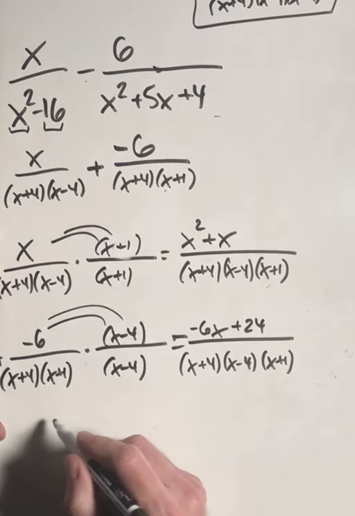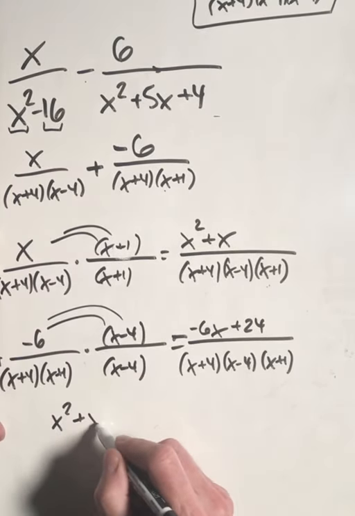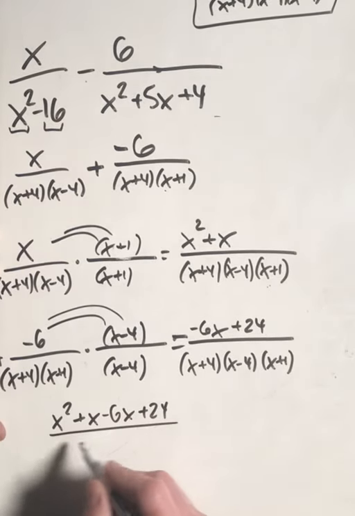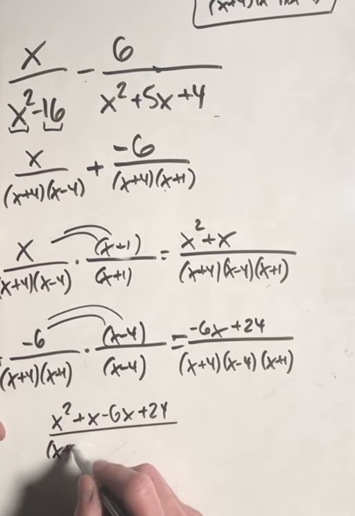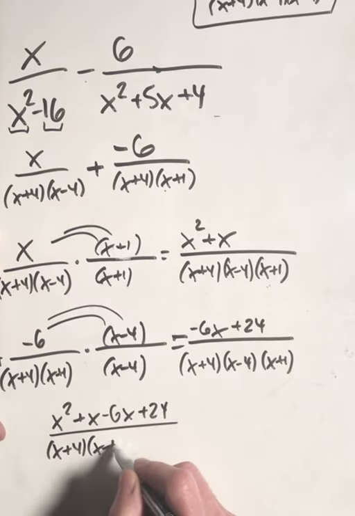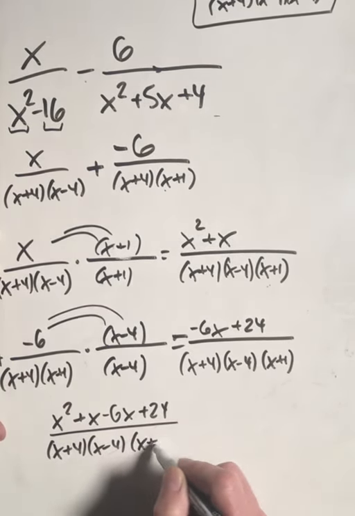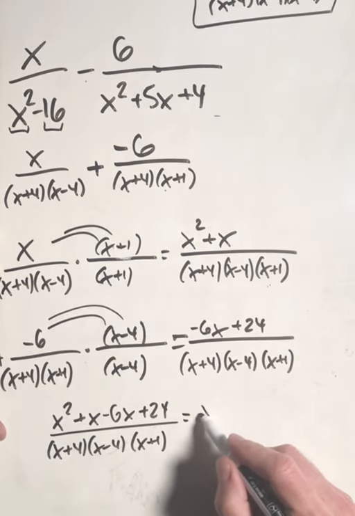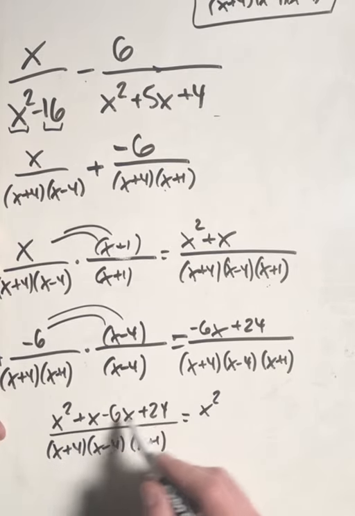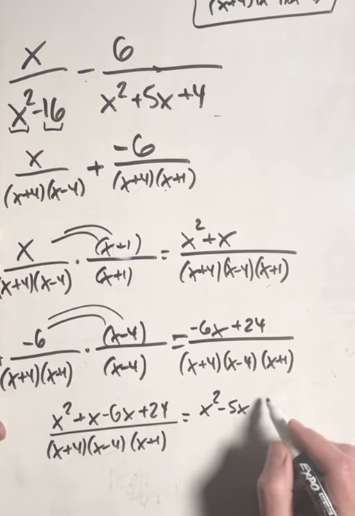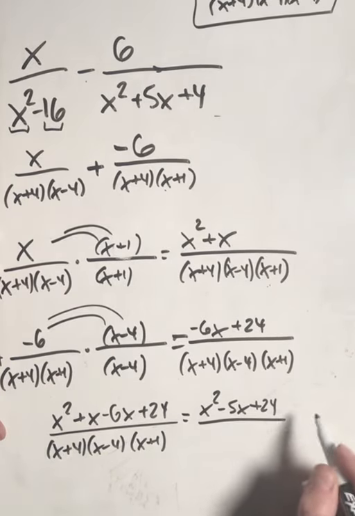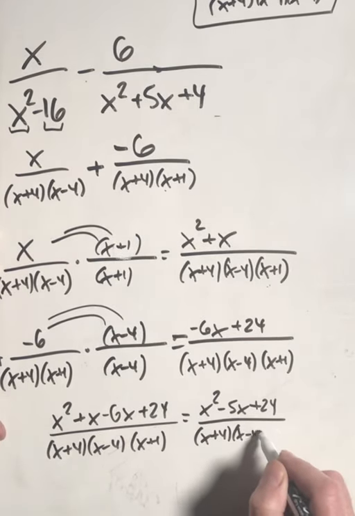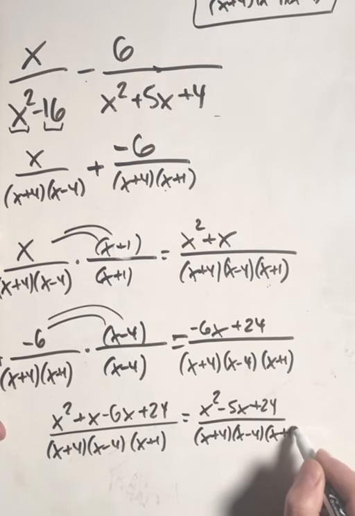So now I'll add all these together. I have x squared plus x minus 6x plus 24 all over my common denominator of x plus 4, x minus 4, and x plus 1. Let's combine like terms here and see if we can simplify this. x squared plus x minus 6x, so that would be minus 5x plus 24 over x plus 4, x minus 4, and x plus 1.